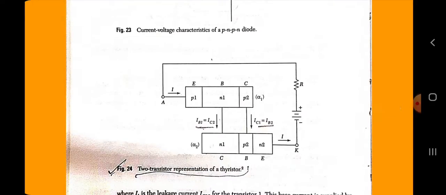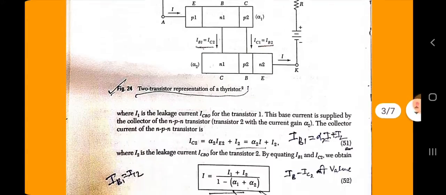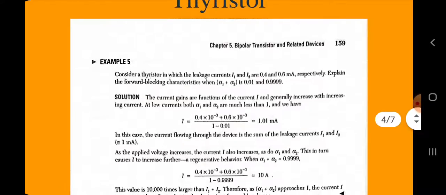So we now take an example. We consider a thyristor in which the leakage currents I1 and I2 are 0.4 and 0.6 milliamperes respectively. Explain the forward blocking characteristics when alpha 1 plus alpha 2 is 0.01 and 0.9999. So we now discuss the solution. The current gains are functions of the current I and generally increase with increasing current. At low currents, both alpha 1 and alpha 2 are much less than 1, and we have I = (0.4 x 10^-3 + 0.6 x 10^-3) divided by (1 - 0.01). This is equal to 1.01 milliamperes.